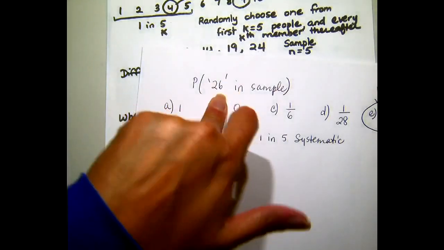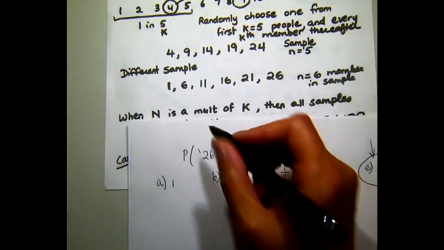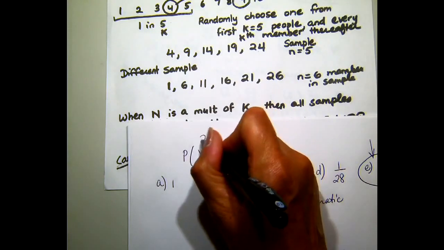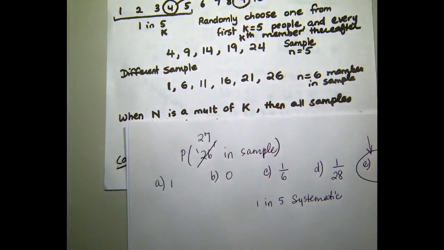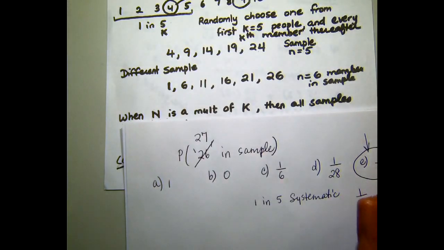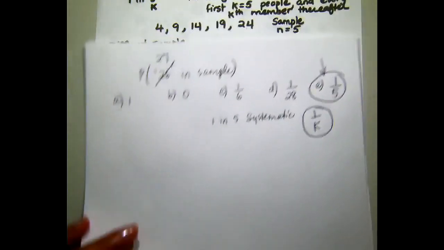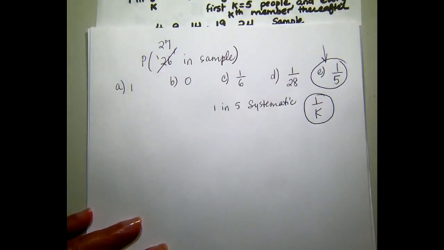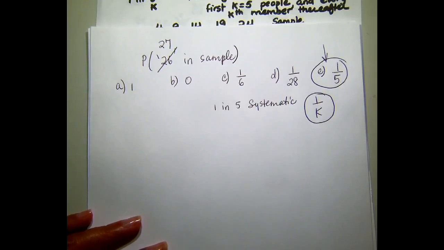And that is true no matter what number I pick here. If I say, what's the probability that 27 is in the sample? You would say, it's the probability of starting with person number 2. What's the probability of starting with person number 2? 1 out of 5. So 1 out of k is always the answer to this question, no matter who we're talking about. Makes sense, right? Do you have a question?